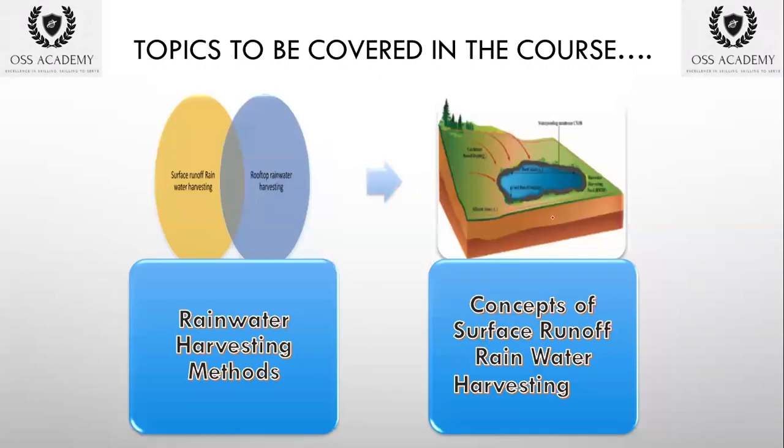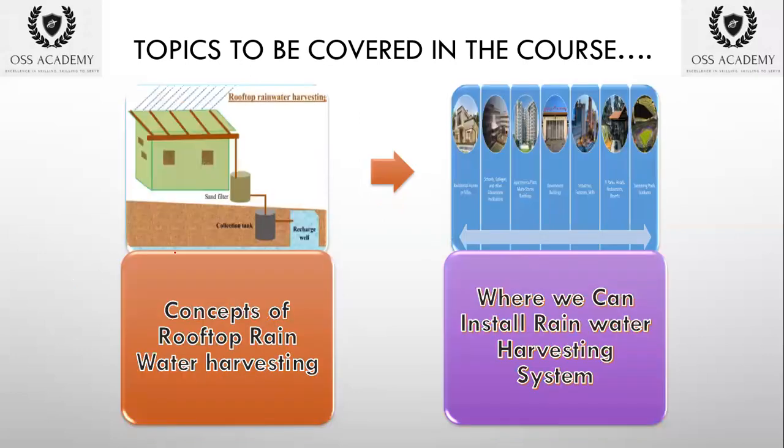Similarly, we're going to talk about the rainwater harvesting methods. There are two methods, surface runoff and rooftop rainwater harvesting. We're going to talk in more detail about these two methods. We'll talk about surface runoff rainwater harvesting, how we can harvest the surface runoff to recharge the existing aquifers in the specific catchment area, and we'll cover that in detail here.